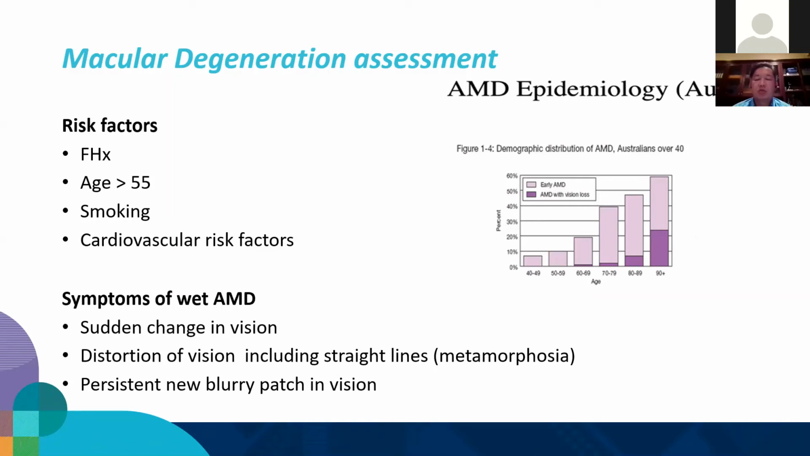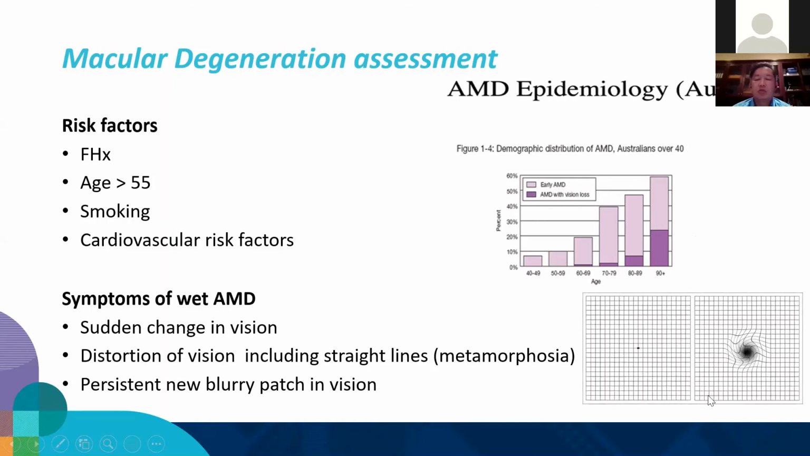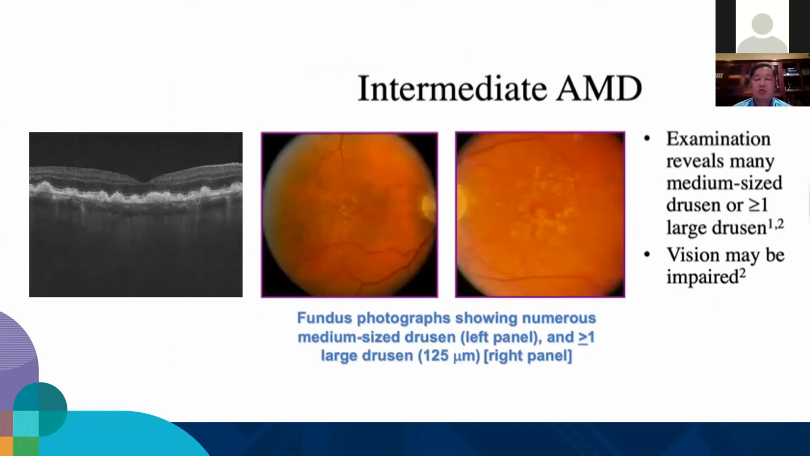So, of the wet AMD: sudden change in the vision, distortion of the vision, including straight lines, or a persistent new blurry patch in the vision. So this is the Amsler chart that we talked about before. With the patient's reading glasses, you get them to look at the little central point here. Then you ask them whether the lines around that are crooked or straight. And if it's crooked or missing or whatever else, then there's a problem with their macula, whether it's related to the dry or the wet type. That needs to be assessed.